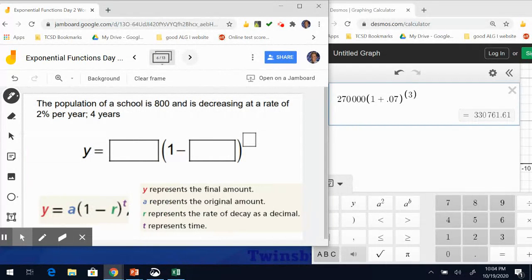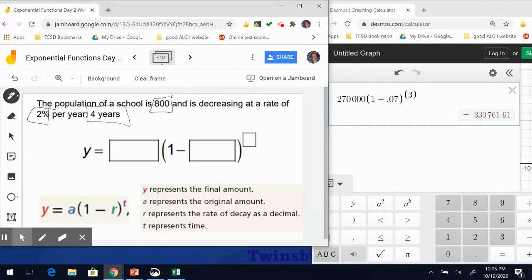All right, the population of a school is 800 and is decreasing at a rate of 2% per year. So what does that look like? So again, it's the same bare bones I got right there. Y equals box, parenthesis 1 minus, because it's decay, that box, parenthesis, exponent box. So we need to fill in the boxes. Hey, guess what? I have 800. I have a 2% decay. And I have 4 years. So 3 boxes, 3 bits of information.